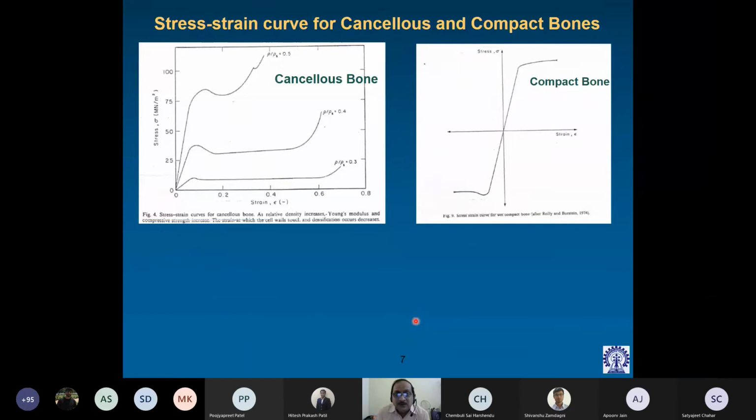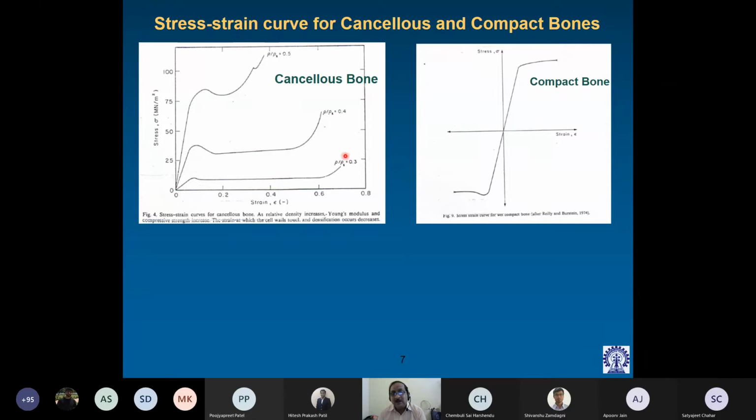Now, if we look into the stress strain curve that we are very much interested in, it's very interesting to know the difference in the behavior of the two types of bone. One is the cancellous bone, the spongy network of bone, and the other is the solid structural shell, which is the compact bone. Let us first pay attention towards the cancellous bone stress strain curve.